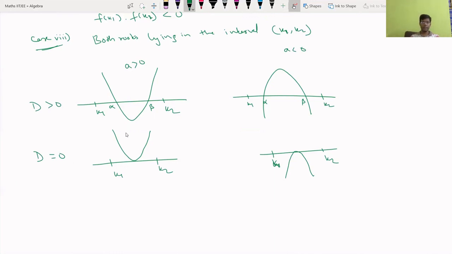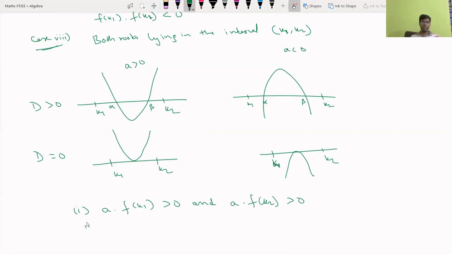So from these graphs, we can see that when A is positive, f of K1 is positive and f of K2 is also positive. When A is negative, f of K1 is negative and f of K2 is also negative. So basically I can write the first condition as A multiplied with f of K1 is positive and A multiplied with f of K2 is also positive. So these two conditions have to be satisfied.